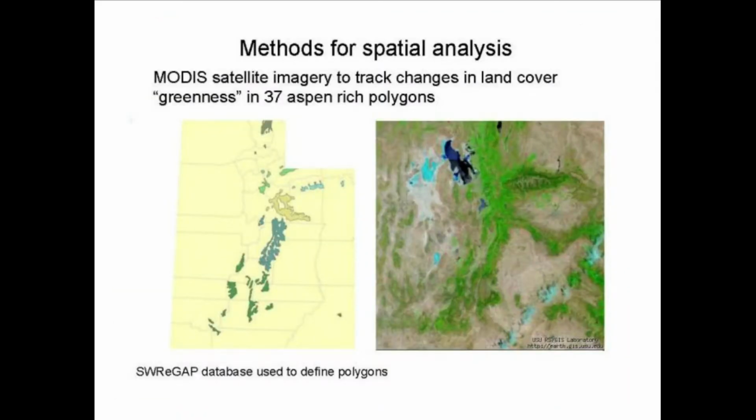So the first question we had is, how widespread was this defoliation? So we collected some MODIS satellite imagery and tracked NDVI, which is a measure of canopy greenness. So from satellites, we're looking at changes in greenness over the state of Utah. And we identified these aspen-rich polygons and overlaid these polygons where there's a lot of aspen over the NDVI images. And these polygons were defined based on the Southwest Regional GAP database.